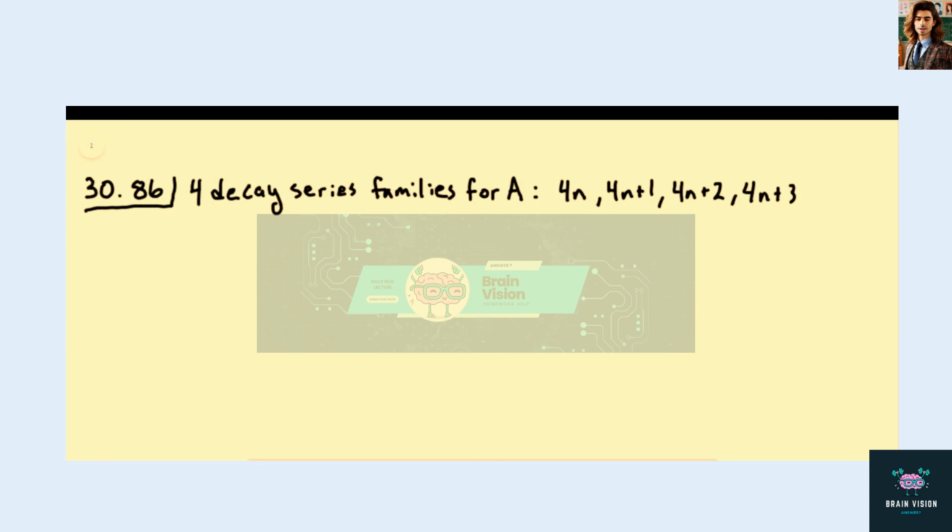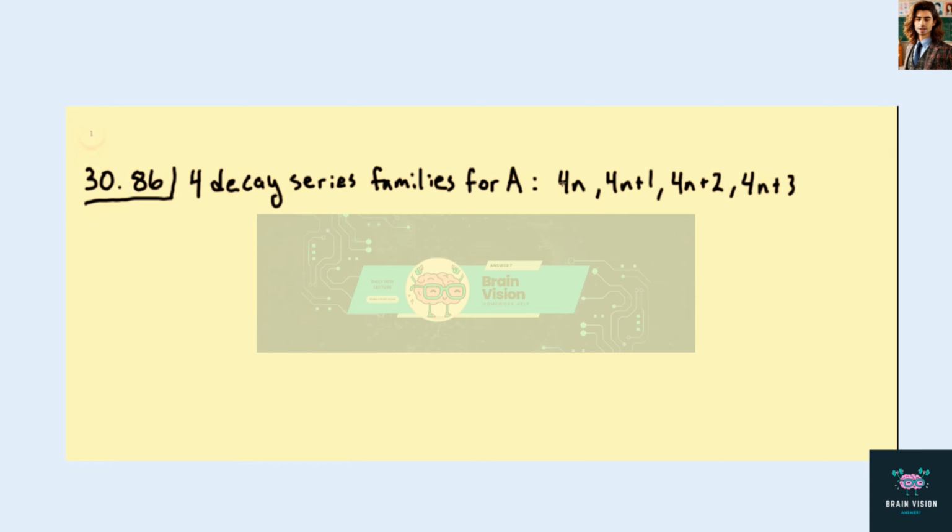30.86. So the decay series can be sort of grouped into 4 families that depend on the mass numbers in the series, where they'll all have the form of 4n, 4n plus 1, 4n plus 2, or 4n plus 3, for n being some integer. And first of all, this covers every integer of this form. These are sort of the integers modulo 4. So every integer is either divisible by 4 or has a remainder of 1, 2, or 3 when divided by 4.